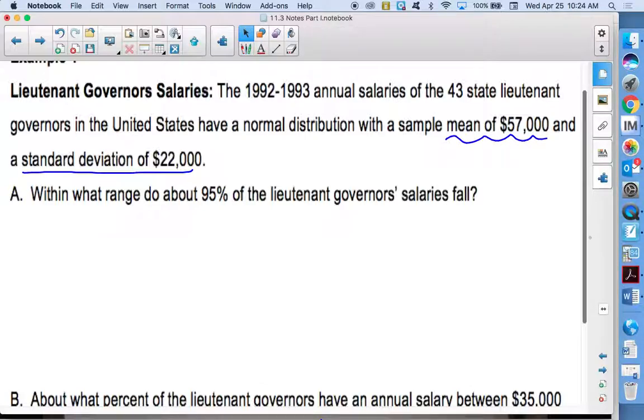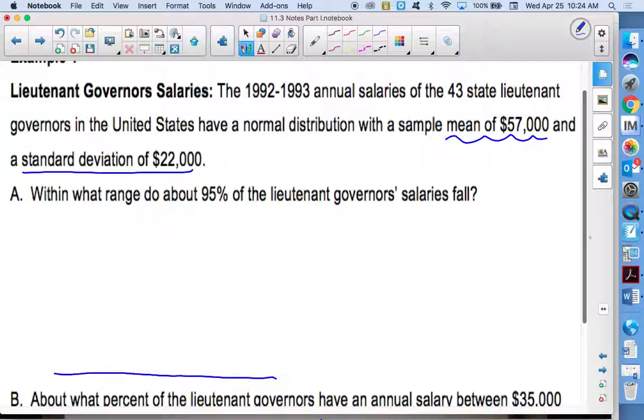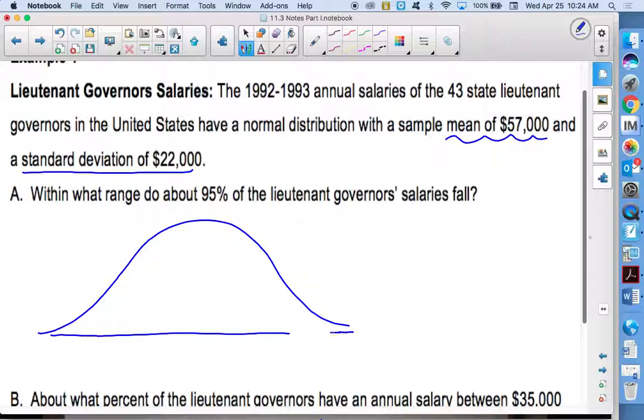So we're going to make ourselves a bell curve. Part of your homework will be designing or creating your own bell curve and the numbers that go with it. The mean needs to be in the middle. So in the middle of my bell curve is 57,000. That's the middle of the curve. It says the standard deviation is 22,000, so I want to label where all of these data values are located.